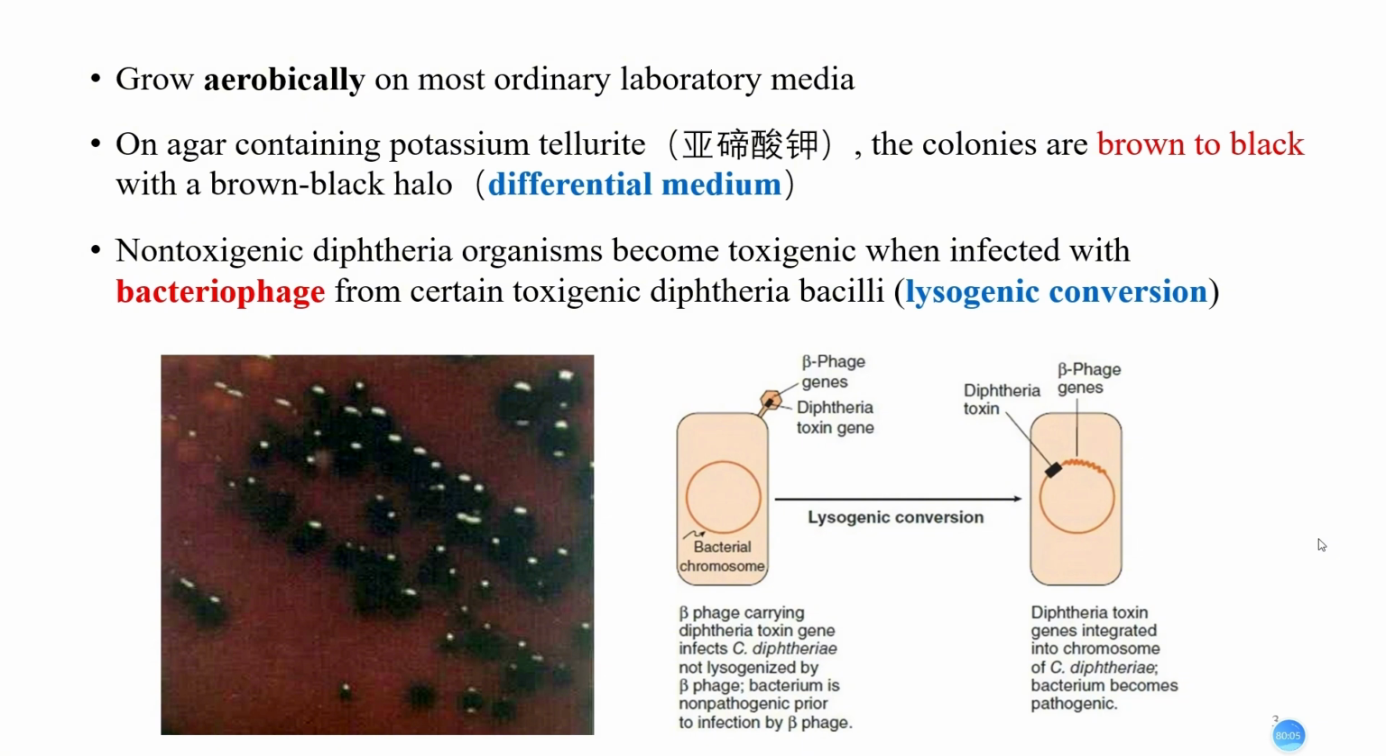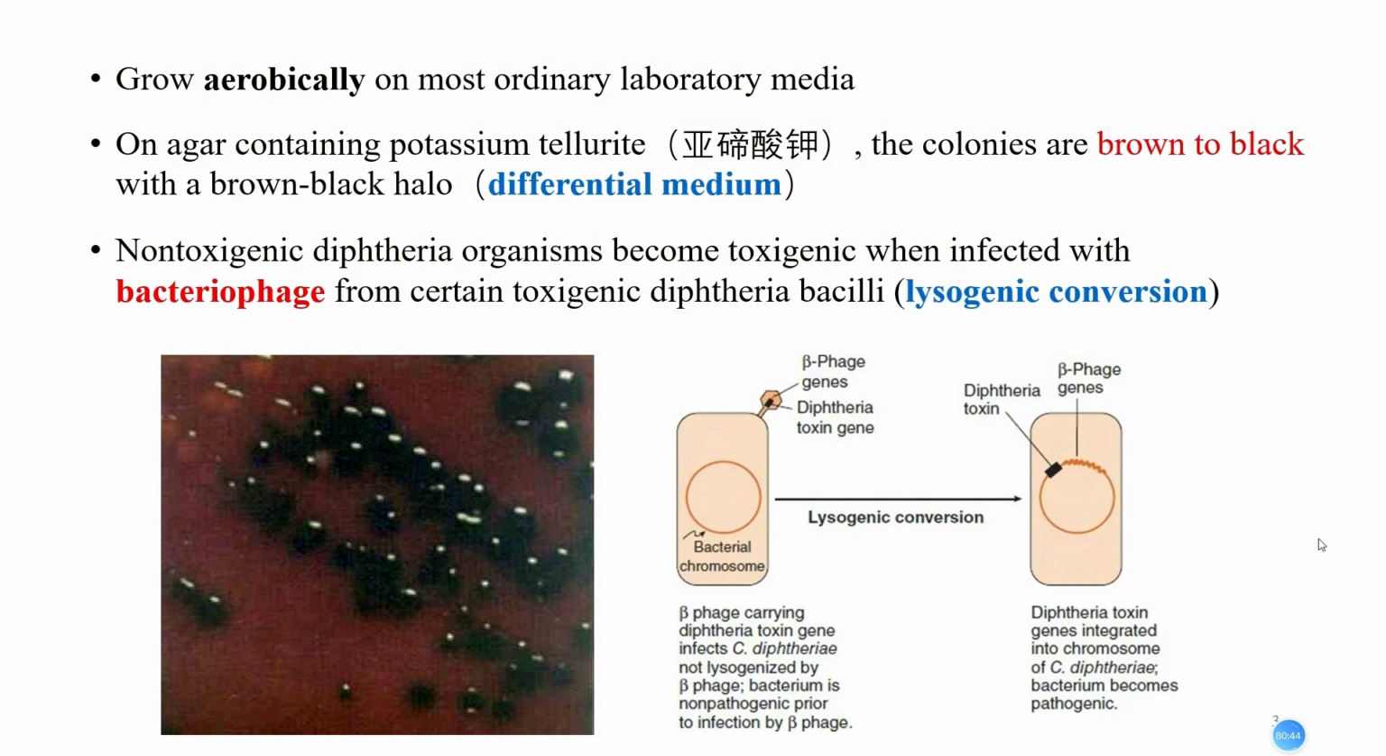If we incorporate a special chemical called potassium tellurite into the agar, when the bacteria grow on the surface, they would show a brown-black colony with a halo. So this medium containing potassium tellurite is a differential medium, and if you see a colony like this, you would know that this is the diphtheria bacteria.